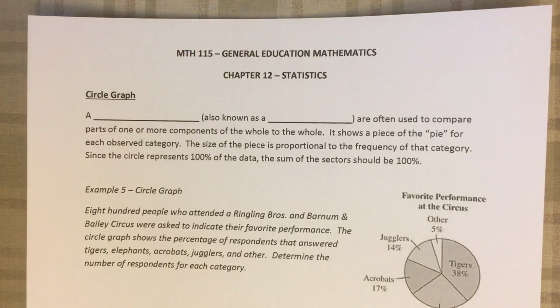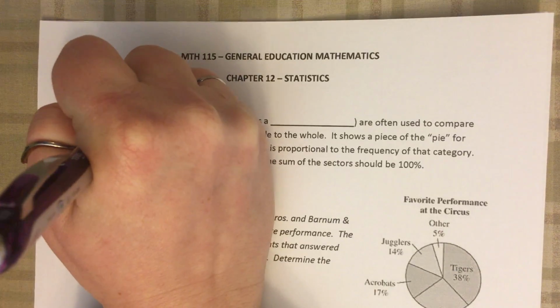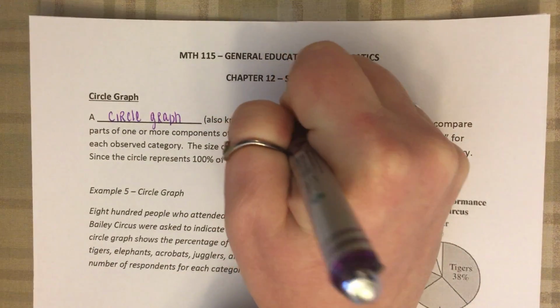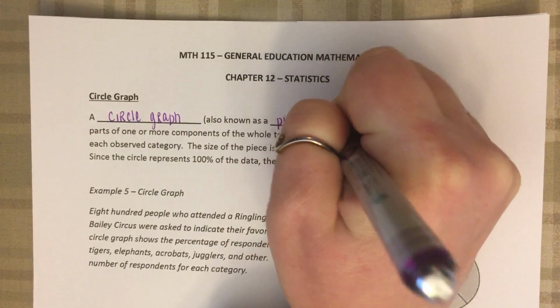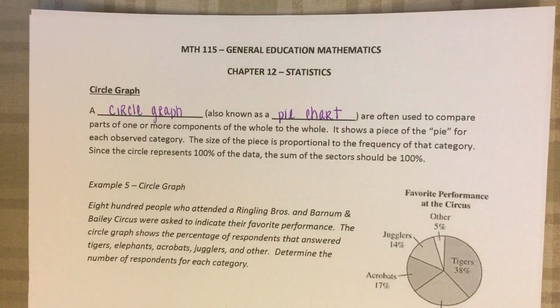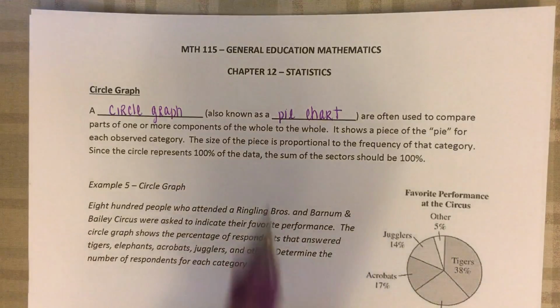Right, so the last type of statistical graph that we're going to look at in this section is a circle graph. A circle graph is sometimes referred to as a pie chart, because our graph is going to be a circle. It's split into wedges that are like pieces of pie. They are often used to compare parts of one or more components to the whole. It shows one piece of the pie for each observed category. The size of the piece is proportional to the frequency of that category. And since the circle represents 100% of the data, the sum of our sectors should always be 100%.